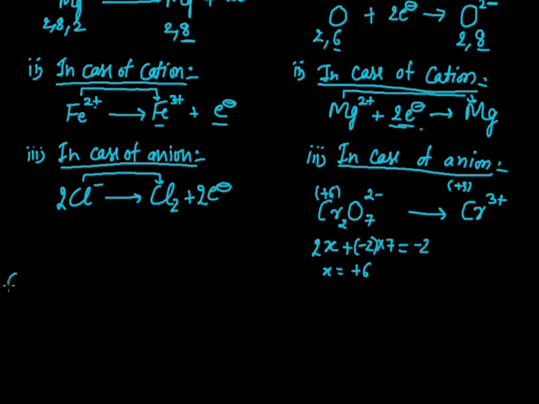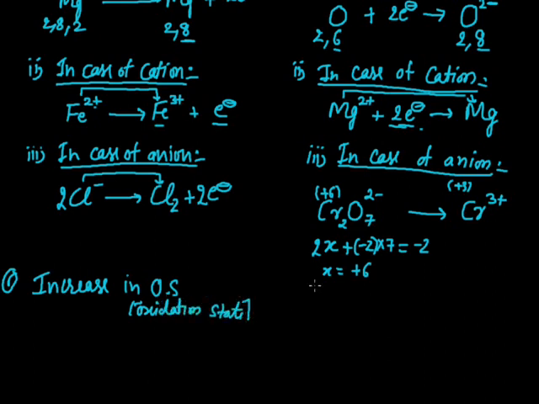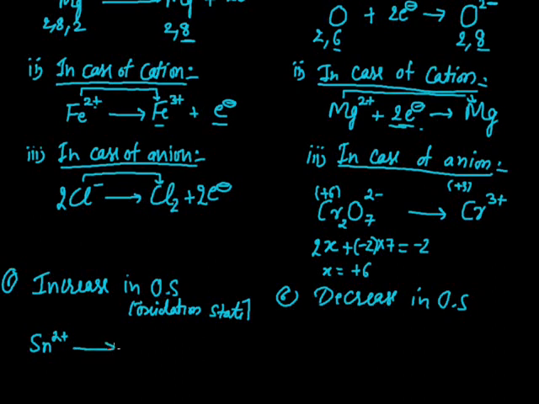And the last concept is according to OS. According to this concept, increase in OS, that is oxidation state, is known as oxidation, and decrease in OS is known as reduction. Now we can take an example: Sn2+, stannous ion or tin second ion, converts into Sn4+ ion, that is tin fourth ion. In this reaction, OS of tin is increased by 2. So we can say that increase in OS is known as oxidation. So this is an oxidation reaction.